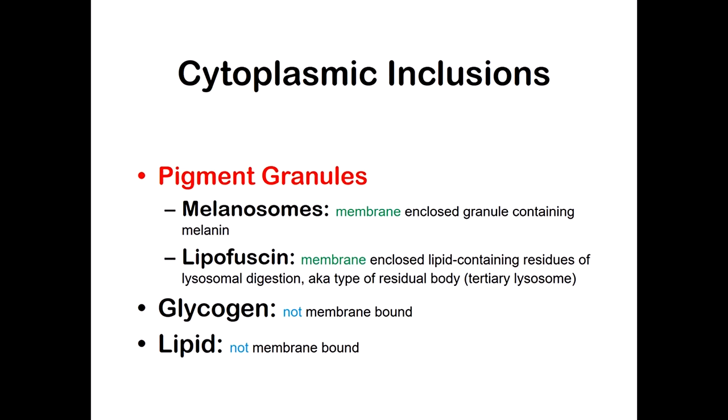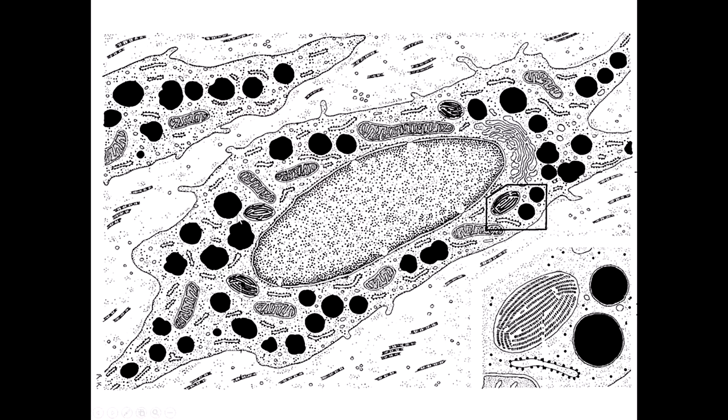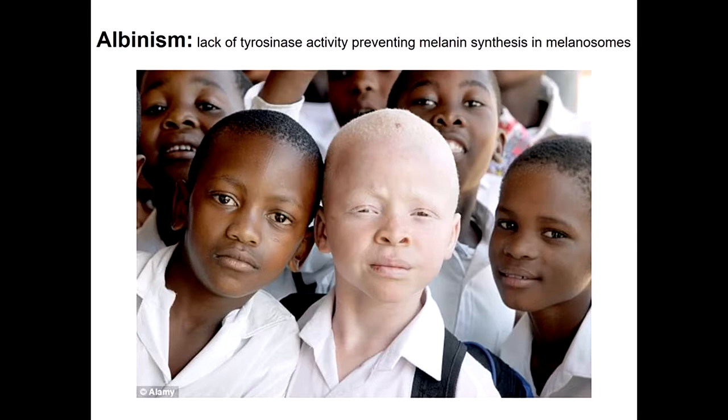We also have glycogen and lipid droplets. These are not membrane-bound. Okay, these are round, but they're not membrane-bound. So if we look at melanosomes, this actually is from the non-pigmented epithelium of the retina, but more so we see it in the skin. Melanosomes contain melanin that does give rise to some coloration of the skin. You can have a defect in the enzyme tyrosinase that is responsible for conversion to the melanin pigmentation, and then that gives rise to albinism. Okay, so albinos do not have any melanin granules in their skin.